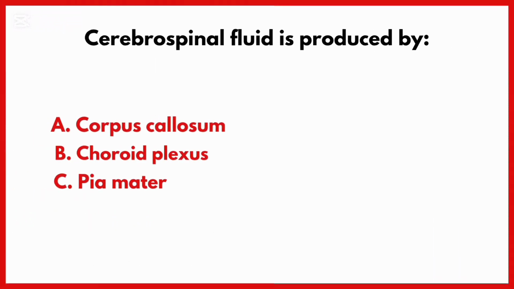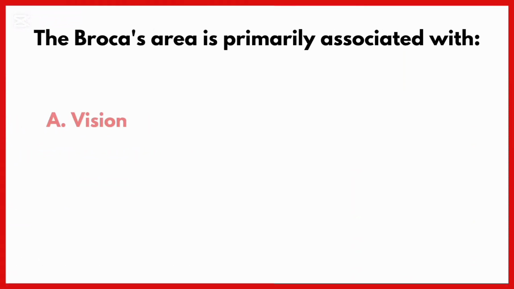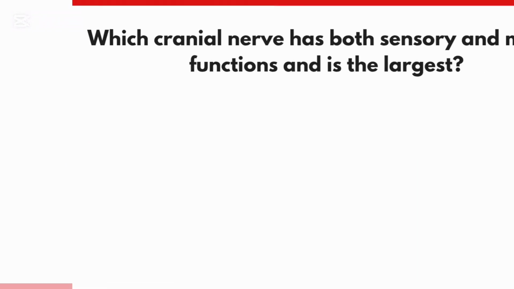Cerebrospinal fluid is produced by. Correct answer is option B, choroid plexus. Broca's area is primarily associated with. Correct answer is option B, speech production.